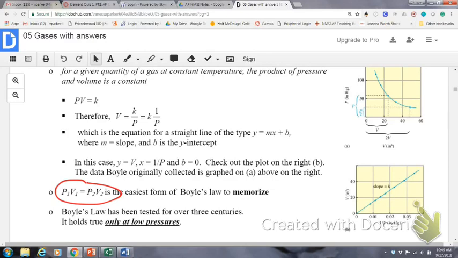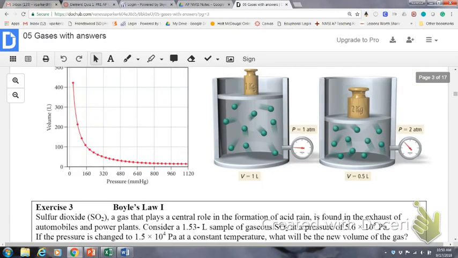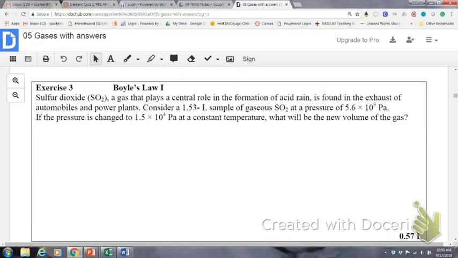Inversely proportional. Boyle's law has been tested over 3 centuries, which is a long time, and it holds true at only low pressures. Is there a certain limit? No. But here's a graph of pressure and volume, and you can see that it is indirectly proportional. And here we go. So work that out. We have this particular problem. I'm only going to work one Boyle's law problem because I assume you remember it.